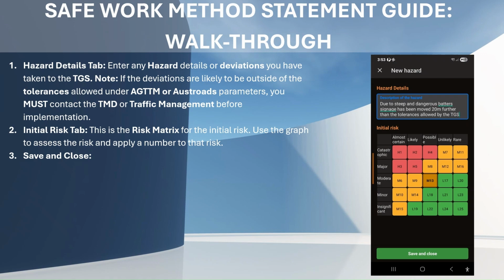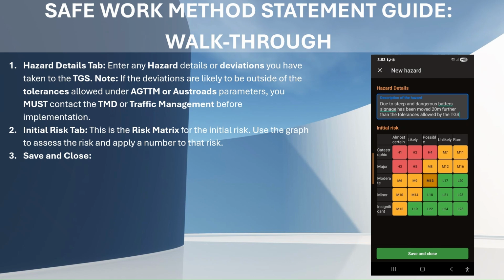Hazard Details tab. Enter any hazard details or deviations you have taken to the TGS. Note, if the deviations are likely to be outside of the tolerances allowed under AGTTM or OSTRAD's parameters, you must contact the TMD or traffic management before implementation.